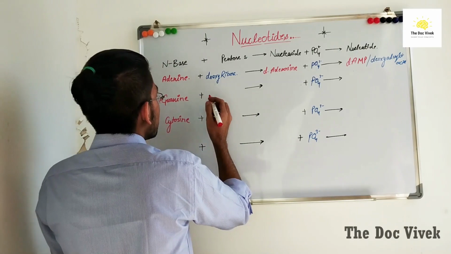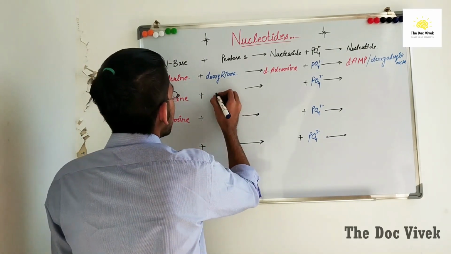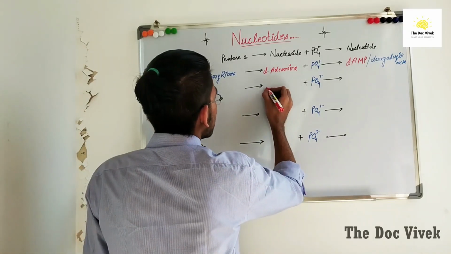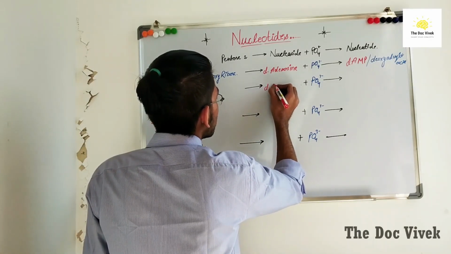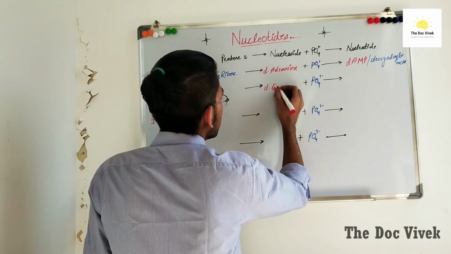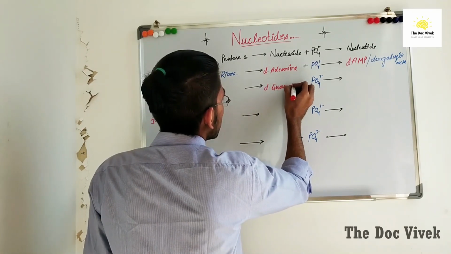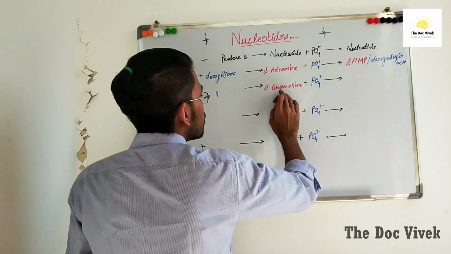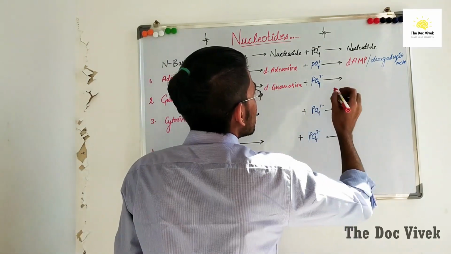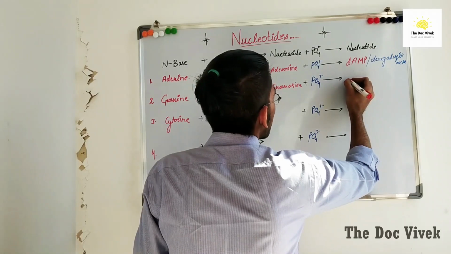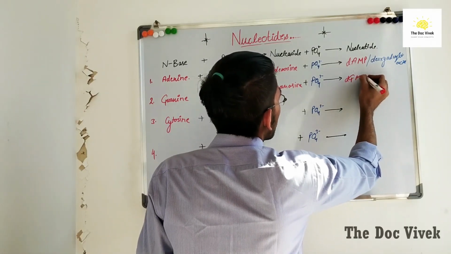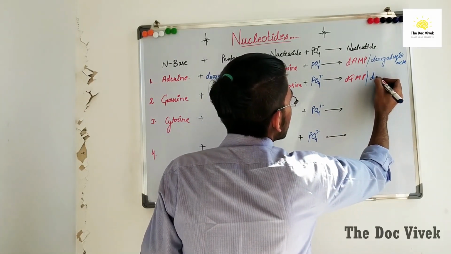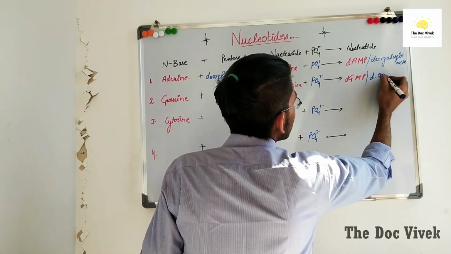Now for guanine, if we added deoxyribose sugar on guanine, the nucleoside formed is deoxyguanosine. And if phosphorylation of deoxyguanosine takes place, it results in the formation of deoxyguanosine monophosphate, which is also known as deoxyguanylic acid.